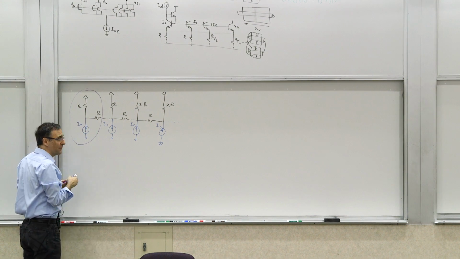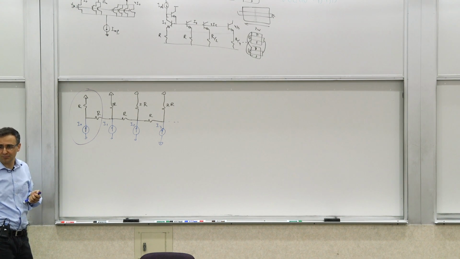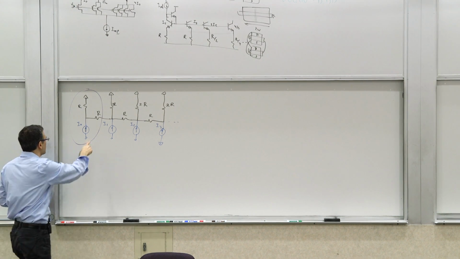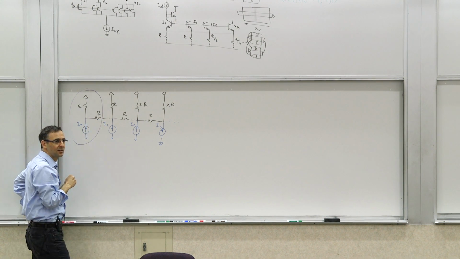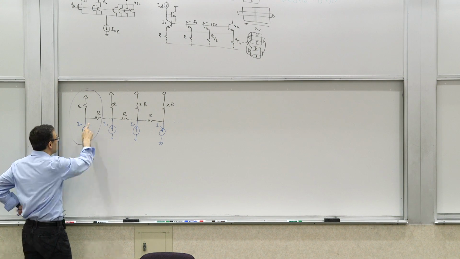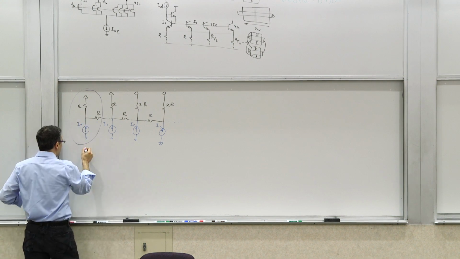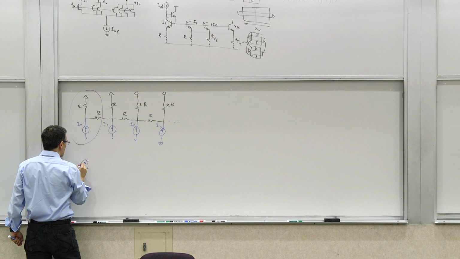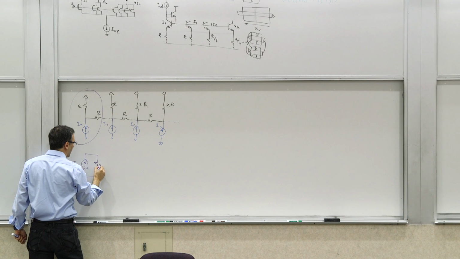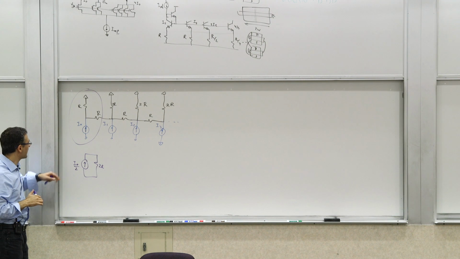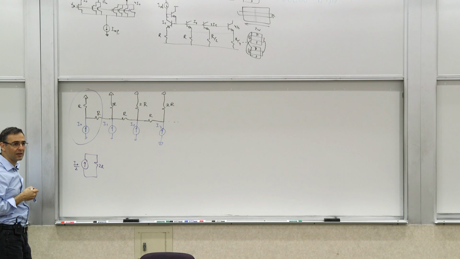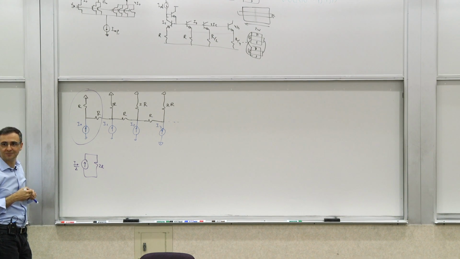And then what is the short circuit current? If I short circuit here to ground, how much of the I0 will end up in that branch? Half of it, because it gets divided between these two. So do you agree that this is equivalent to I0 over 2 in parallel with 2R? I can take this out and replace it with that.